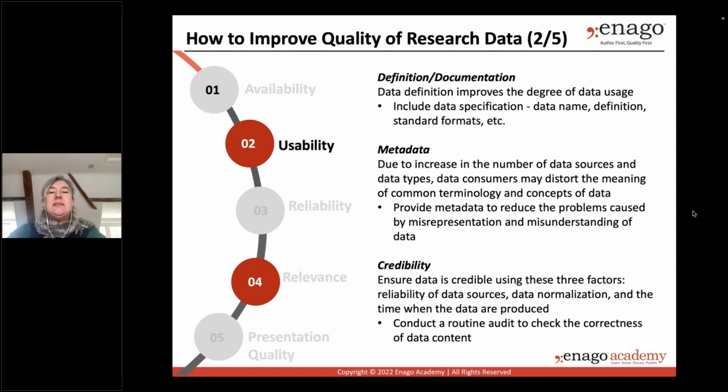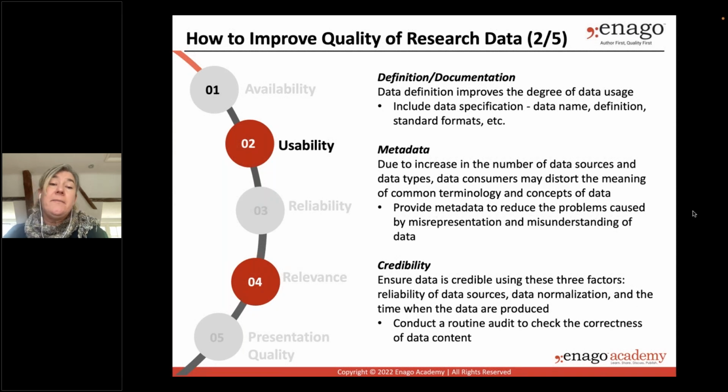And then thinking about usability. Definitions and documentation. So that's around the names, the definitions, the glossary of terms, standard formats, anything that you can do to make it so that people will recognize what it is that they're looking at. Metadata is a specific type of documentation, which is often used in cataloging or as keywords, or other ways of giving the signposts of what the data actually are.